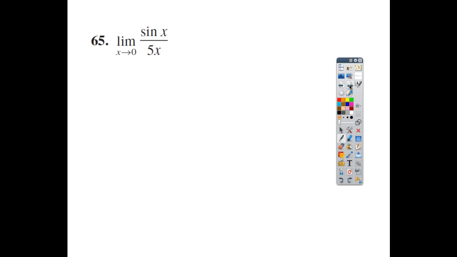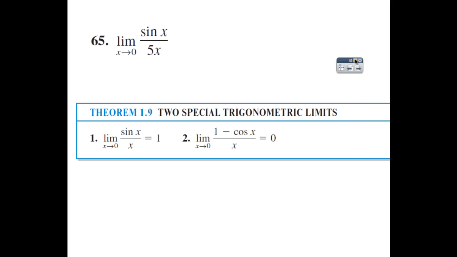All right, next, we're going to get into some trig. We have the limit as x goes to 0 of sine x over 5x. And I have the property from our book, limit as x goes to 0 of sine x over x is equal to 1. Sine x, that's in the proper form. 5x, I can pull the 5 out because that's really just 5 times x.